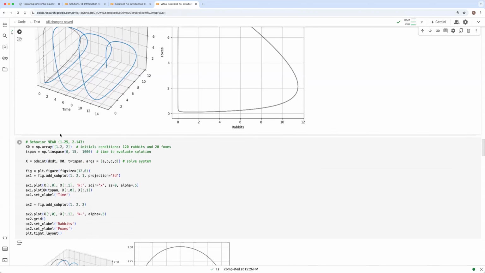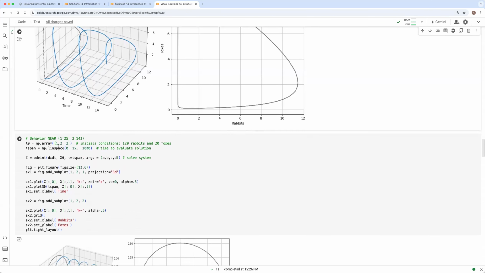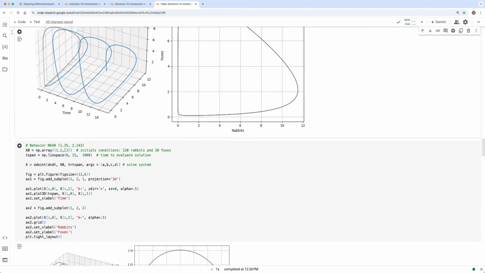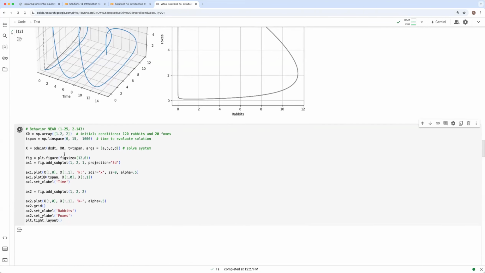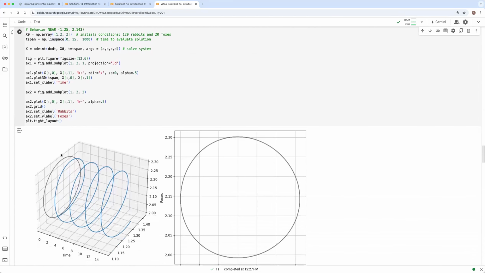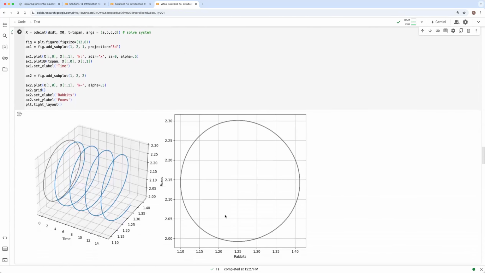At the other equilibrium, 1.25, 2.143, if I start close to that point, let's say at 1.2 as the initial rabbit population and 2 as the initial fox population, and I take a look at what happens with this model, we get this cyclic behavior and we get a circle, and right in the middle of the circle essentially is my equilibrium.